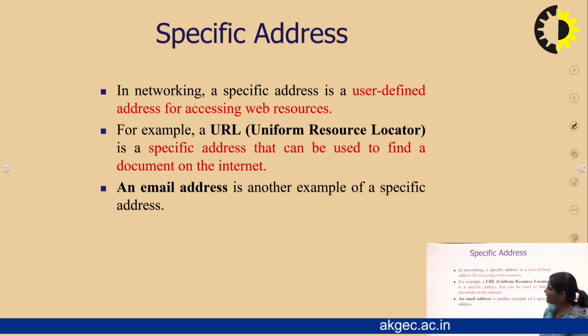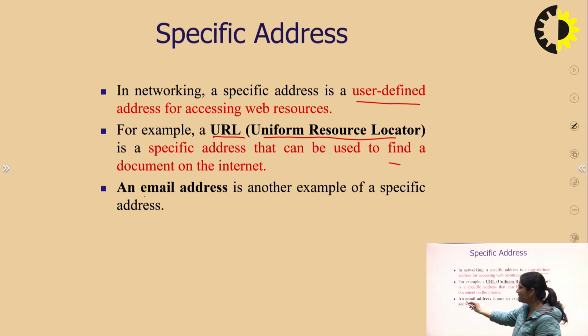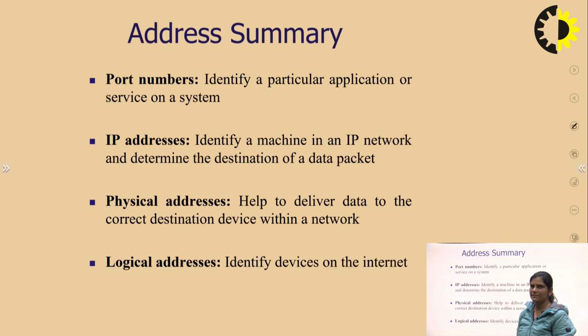Now the last one is for the application layer, where we assign a specific address. In networking, a specific address is a user-defined address for accessing web resources. Let us take an example. A URL, Uniform Resource Locator, is a specific address that can be used to find a document on the internet. Now, an email address is another example of a specific address.